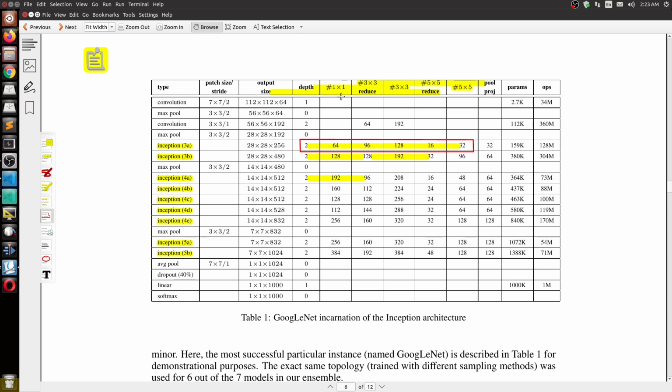64, that is this column, would be the number of 1x1 filters. Then this column with the reduce word is the number of 1x1 filters before the 3x3 filter. This is 96 here. And 128 would be my number of 3x3 filters. Then again, this next column with the reduce word means the number of 1x1 filters before the 5x5 filter, and that is 16 here. And finally, 32 is my number of 5x5 filters.